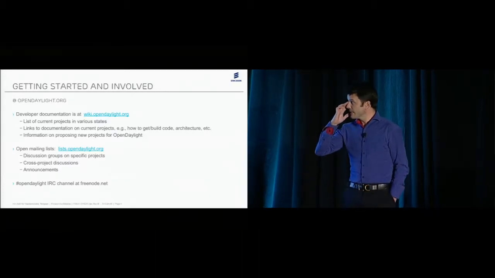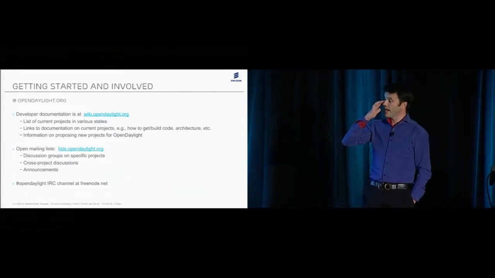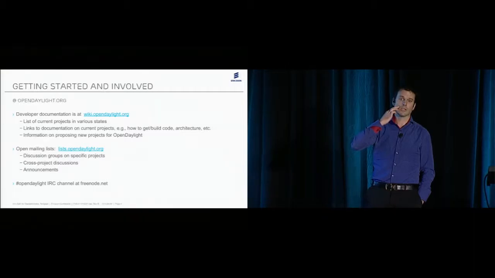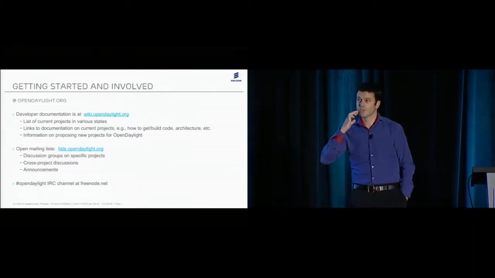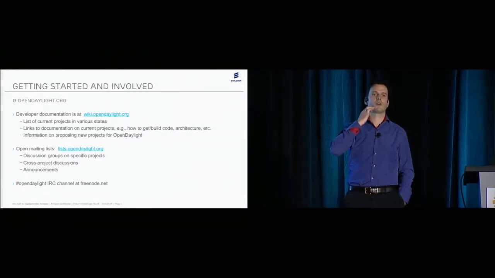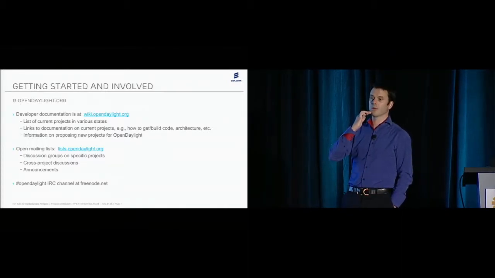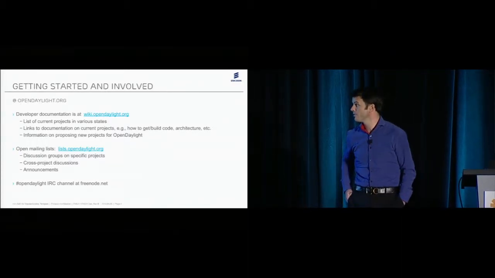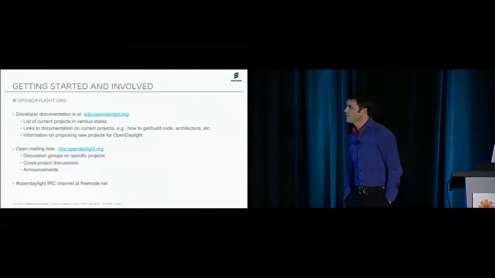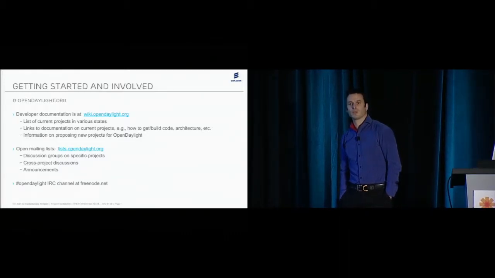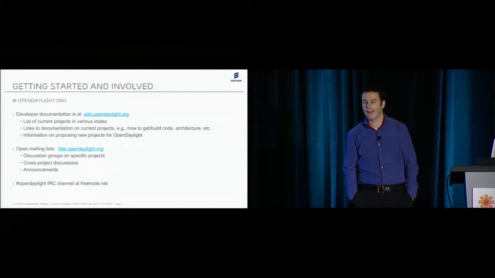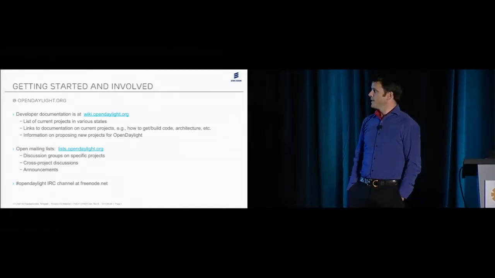You get links to documentation, how to build the code, and how the architecture should look, and of course the architecture looks the way it does because people have pushed code to make it that way. If you think it should look another way, then start pushing code to make it look another way. It's very simple. Information on proposing new projects for OpenDaylight is all there. If you want to start a new project, go to the wiki, figure out how. And then of course the lists.